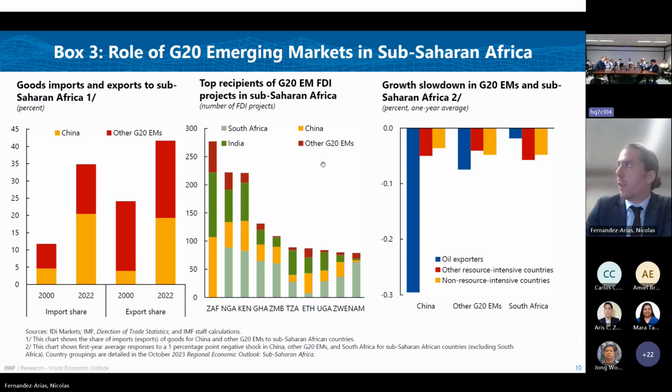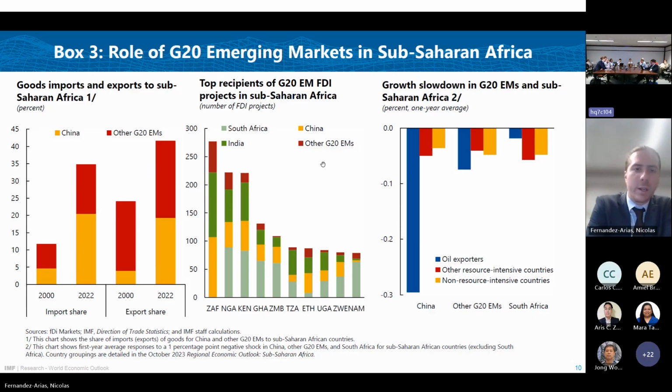So on the left, quickly, we see from 2000 to 2022, the import and export share of sub-Saharan African countries associated with G20 emerging markets, in particular China, has increased significantly to the point where now 35% of imports come from G20 emerging markets, and 40% of exports go to them.